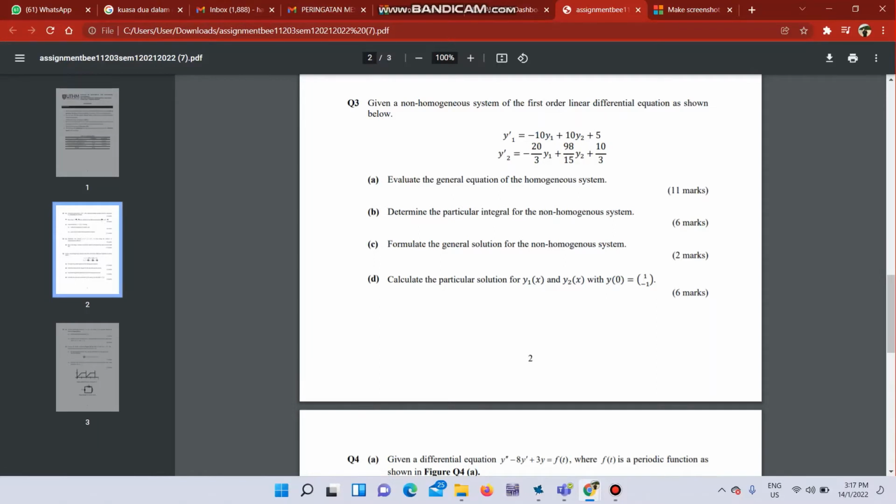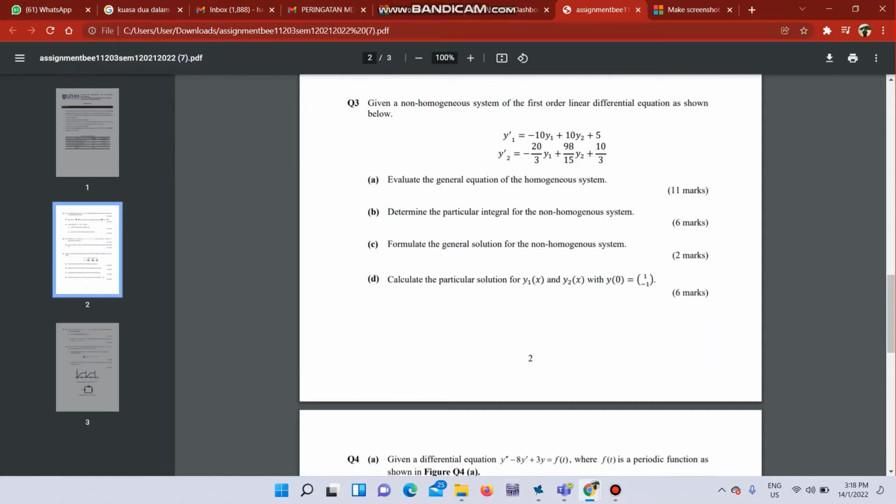For question 3, given a non-homogeneous system of first order linear differential equations as shown below, which is y1 prime equal to negative 10 y1 plus 10 y2 plus 5, and for y2 prime is negative 20 over 3 y1 plus 98 over 15 y2 plus 10 over 3.